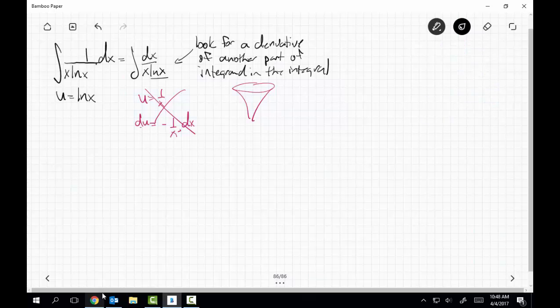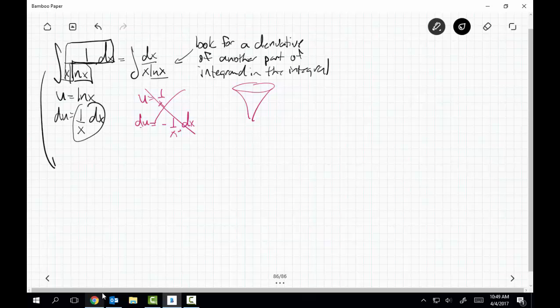So u equals natural log of x. du is going to equal 1 over x dx. Now look what happened. We accounted for the natural log of x, and then this guy right here is accounted for in this part. So I can completely rewrite my new integral as the integral of, guess what? 1 over u du. You'll often see this written as du over u. We know this is the natural log of the absolute value of u plus c.